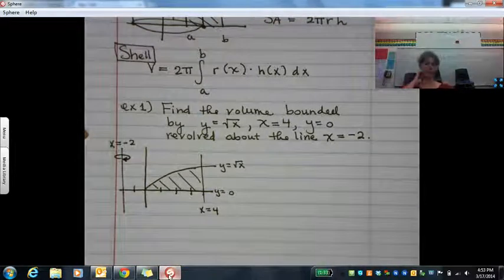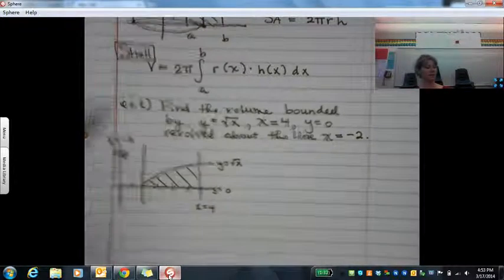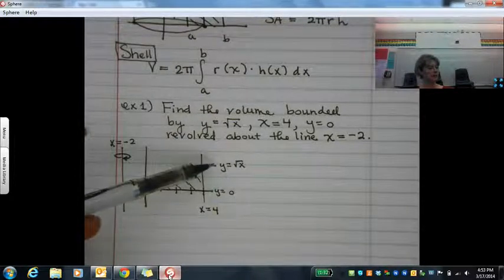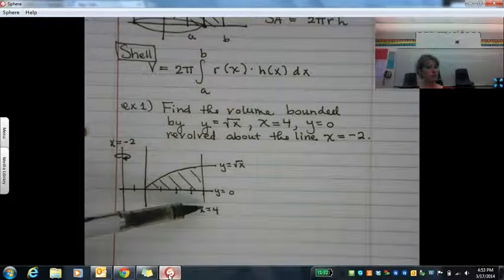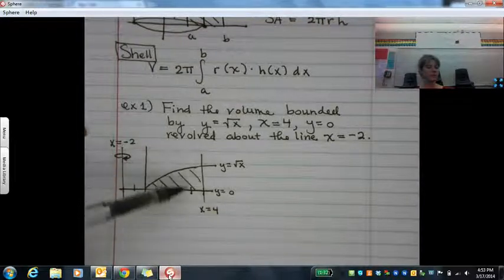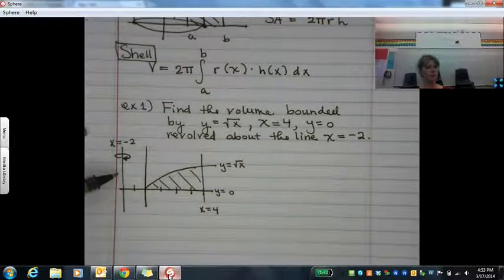Okay, there we go. So y equals the square root of x, I have that graphed. And then x equals 4 and y equals 0. So those are the 3 equations, and they're bounding that shaded region. And then I'm spinning it around x equals -2.